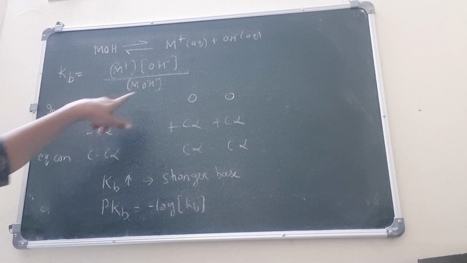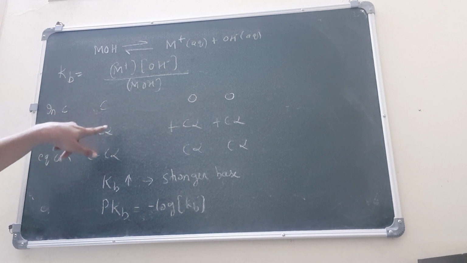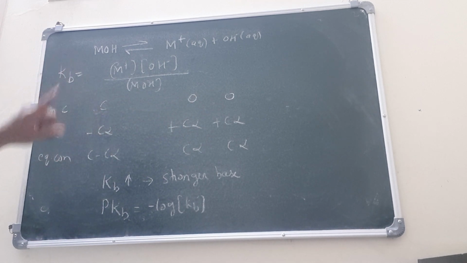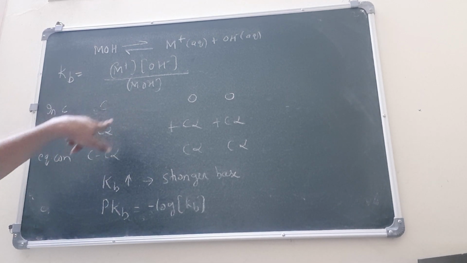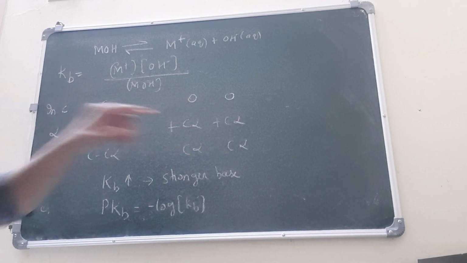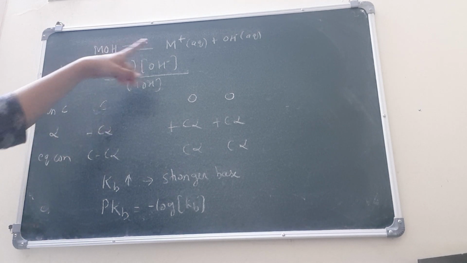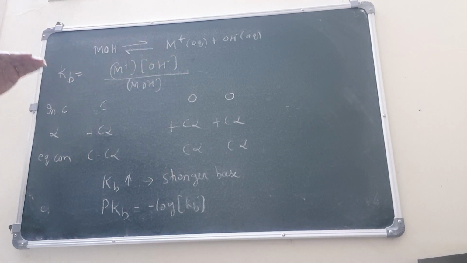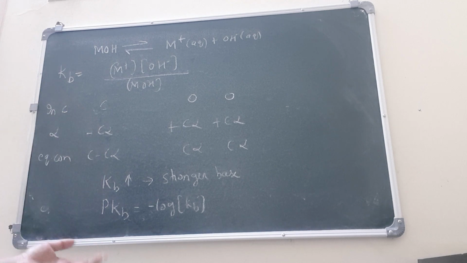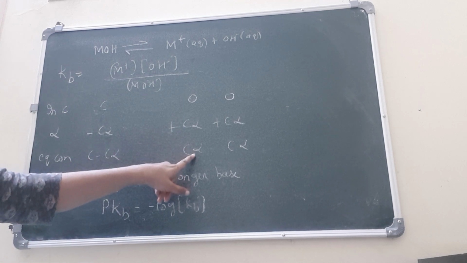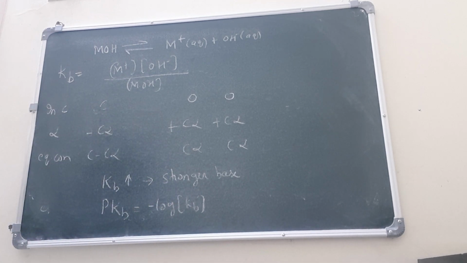Initial will be given to you, and for products there is no initial. If alpha moles got dissociated per mole of the reactants, for C moles it is C alpha. Whatever got dissociated, the same number of products were formed because they all have a one-to-one stoichiometric ratio. Then you will figure out the concentration at equilibrium. Once you know this, put it in the equation just like I have done for acids, solve it, and you will get alpha. Then you decide what needs to be done.